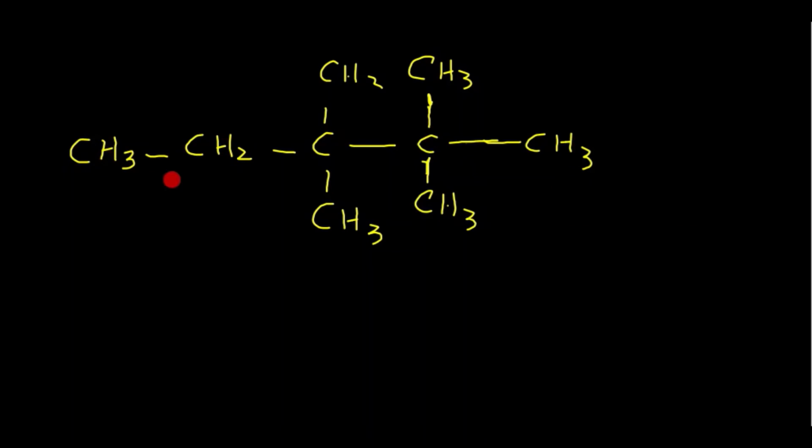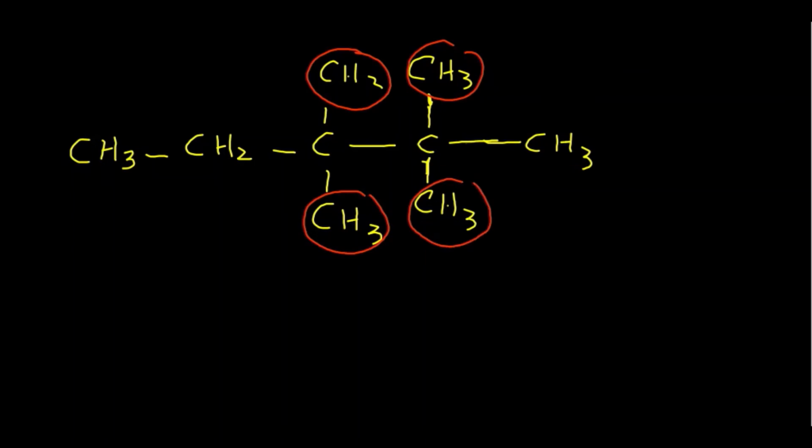Along with the parent chain, we have methyl radicals, right? All the radicals are made up of single carbon atoms. All are methyl radicals. How many methyl radicals are there? 1, 2, 3, 4. We have 4 methyl radicals, the same type of radicals.